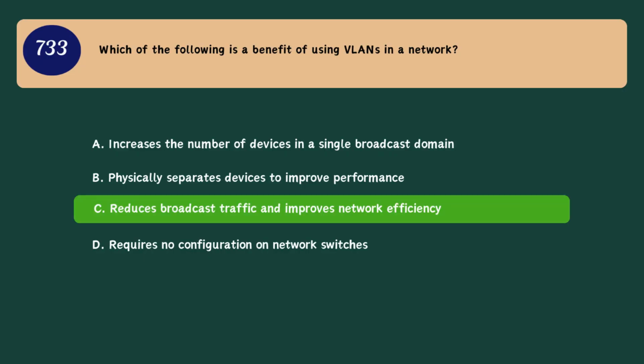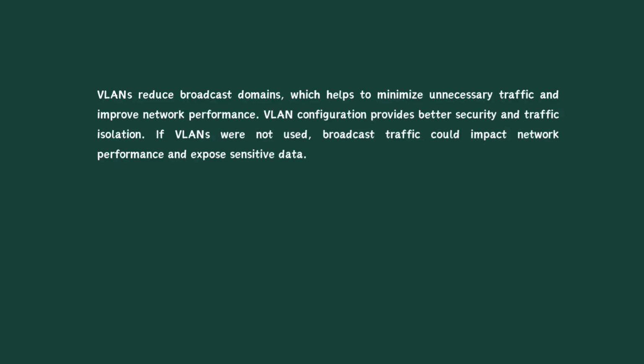Correct answer. C. Reduces broadcast traffic and improves network efficiency. VLANs reduce broadcast domains, which helps to minimize unnecessary traffic and improve network performance. VLAN configuration provides better security and traffic isolation. If VLANs were not used, broadcast traffic could impact network performance and expose sensitive data.